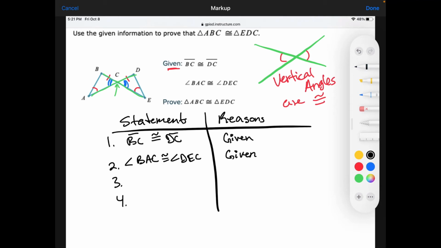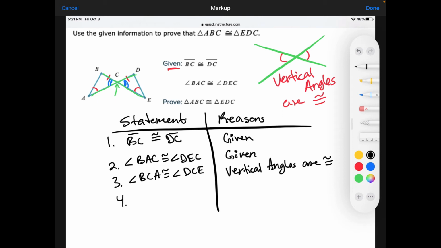So that's going to be my next statement. I'm going to say that angle BCA is congruent to, and must be congruent to, DCE because of vertical angles, because they're vertical angles, and vertical angles are congruent.